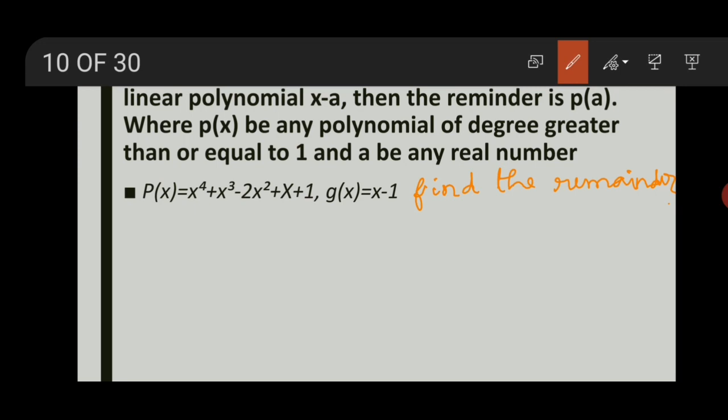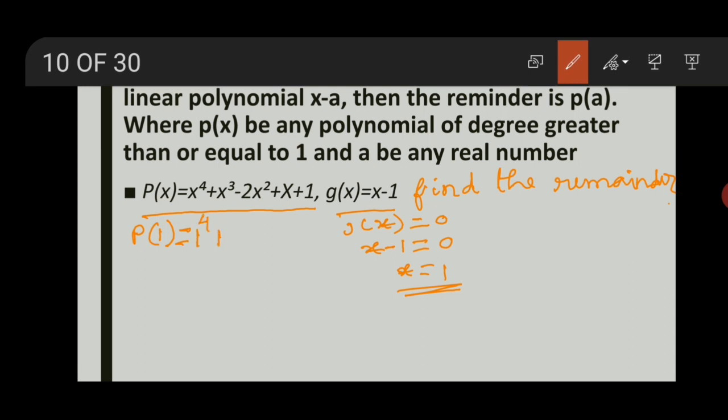First we have to write g of x is equal to x minus 1, equate it to 0. G of x is equal to 0 means what? G of x is x minus 1 is equal to 0. Therefore what is the value of x? X is 1. So now in the given polynomial p of x, substitute the value of x by 1. Now, what is p of 1?